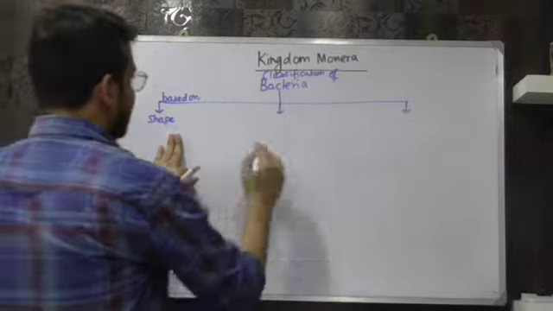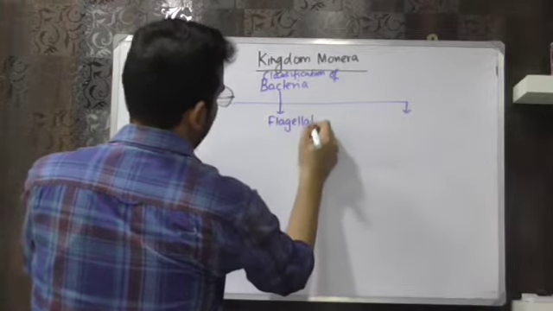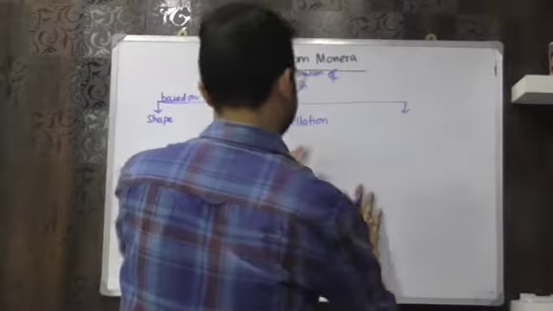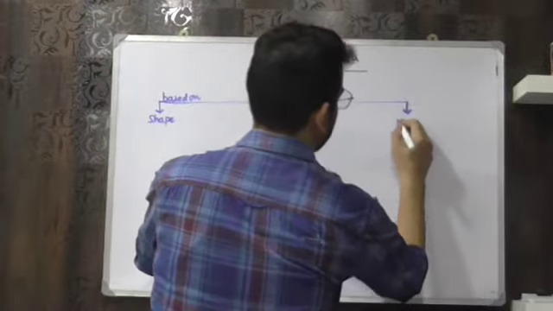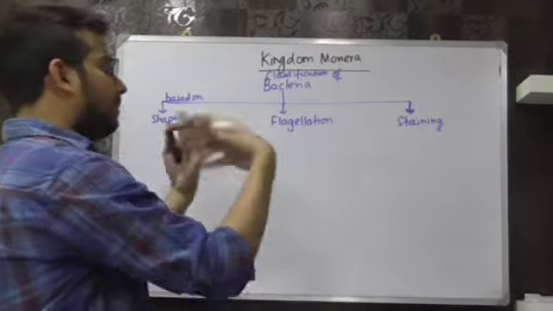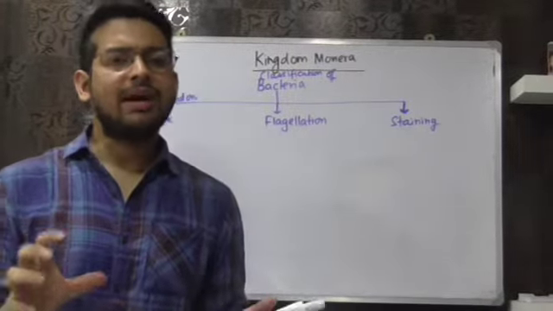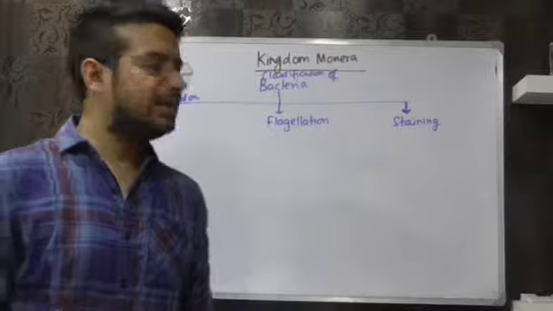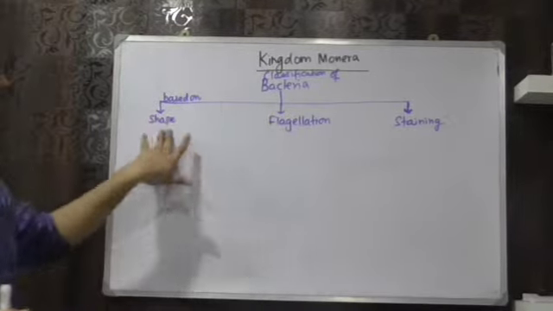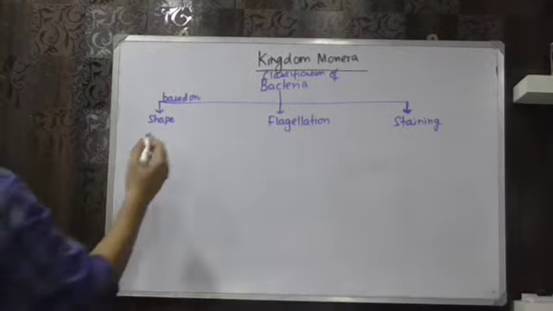The second way is based on the presence or absence of flagella, which is called flagellation. And the third way is based on staining. Please note that apart from these three, we have some more categories as well. We can classify bacteria into further categories, but for the time being, I will concentrate on these three terms: shape, flagellation and staining. Okay, now I will start with the first one, shape.